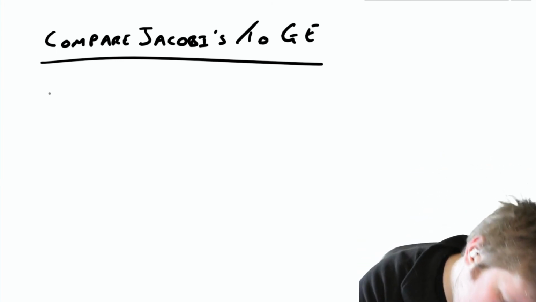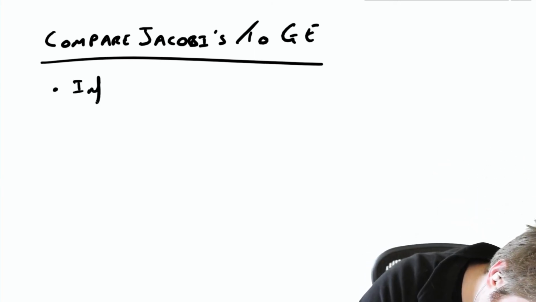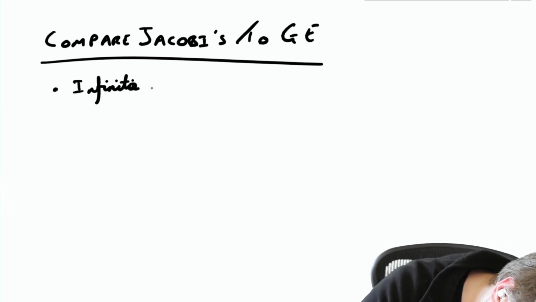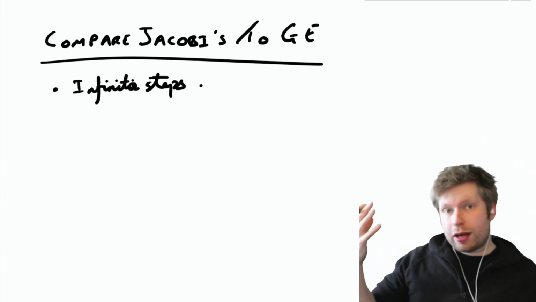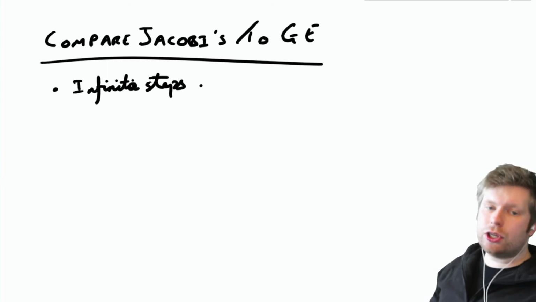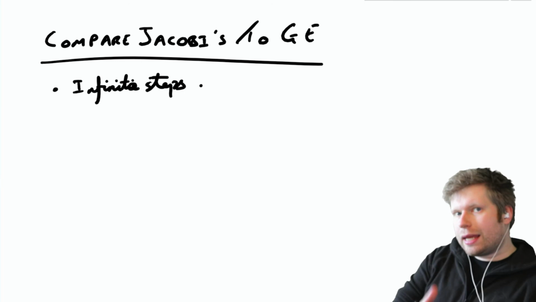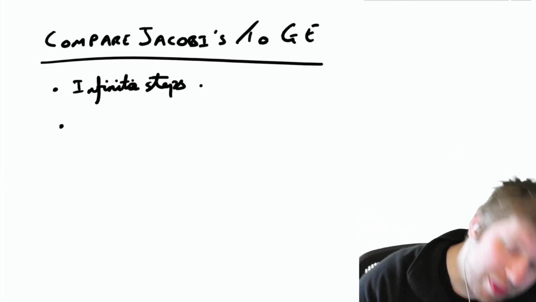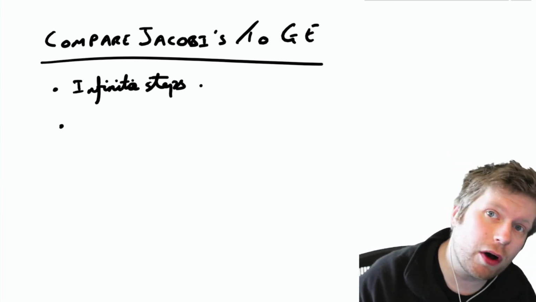Well, the first thing which I don't like about Jacobi's method is that there could be potentially infinite steps. Unlike Gaussian elimination, where we know that with naive Gaussian elimination there's going to be n-1 steps of forward elimination, so there's a finite number of steps, with Jacobi's method we could have an infinite number of steps. But that's not to say that Jacobi's method is bad, because it does have some advantages.